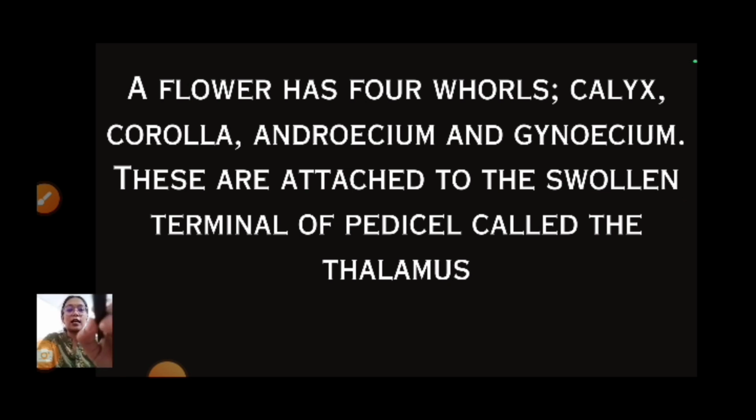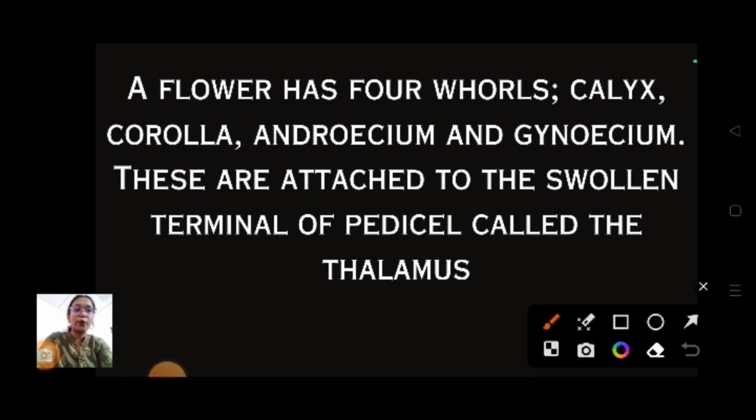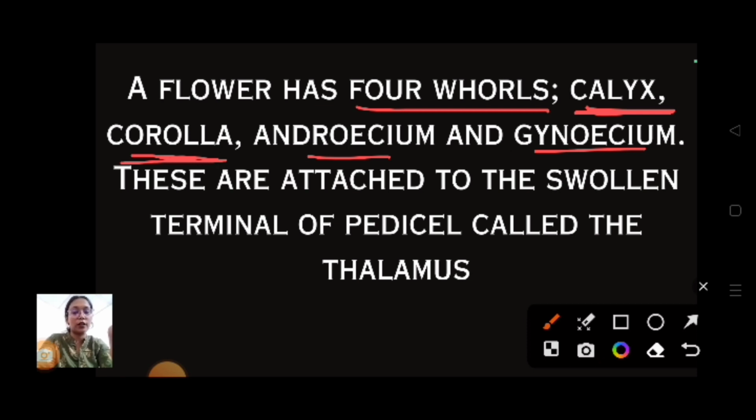So first, a flower has 4 whorls, and that is calyx, corolla, androecium and gynoecium. Calyx means the sepals, and corolla is the petals. The bunch of petals is called the corolla, and the bunch of the whole sepals is called the calyx. Androecium is the male part of a flowering plant and gynoecium is the female part of a flowering plant.